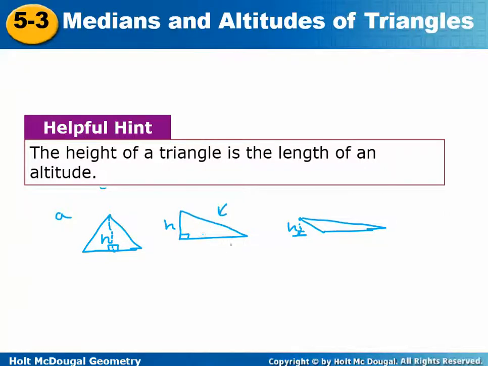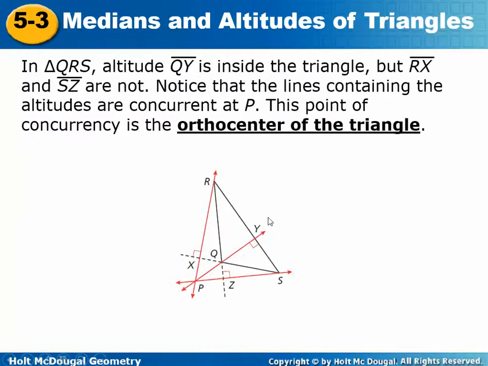So picture this triangle being rotated around. The altitude is going to be like right here. It has to be a right angle. So this is also an altitude of the triangle. Every side has an altitude. And the place where those altitudes intersect is called the orthocenter.